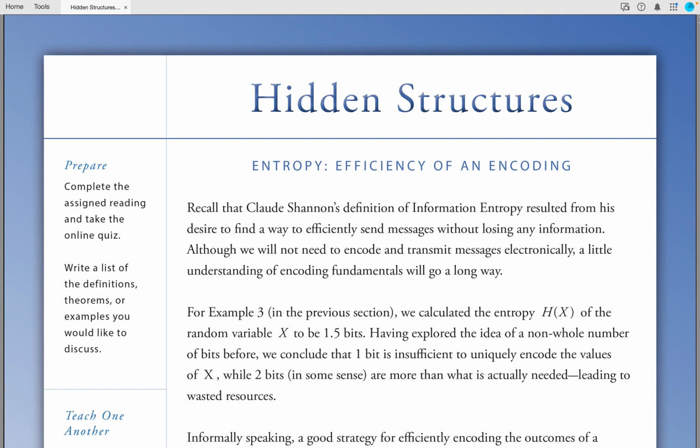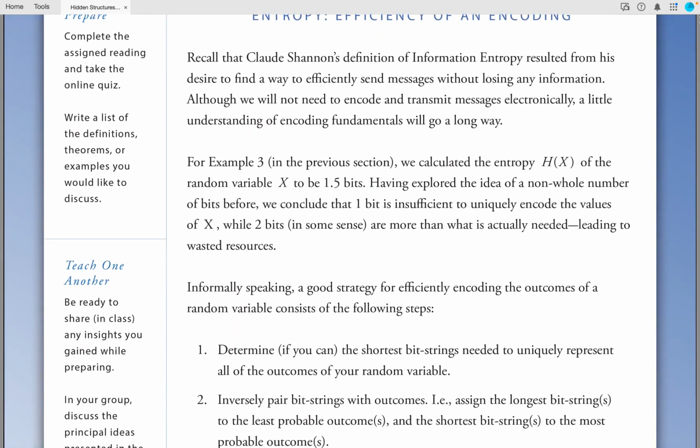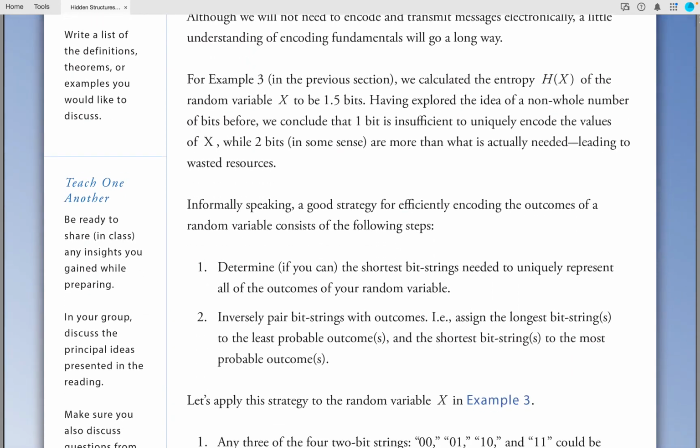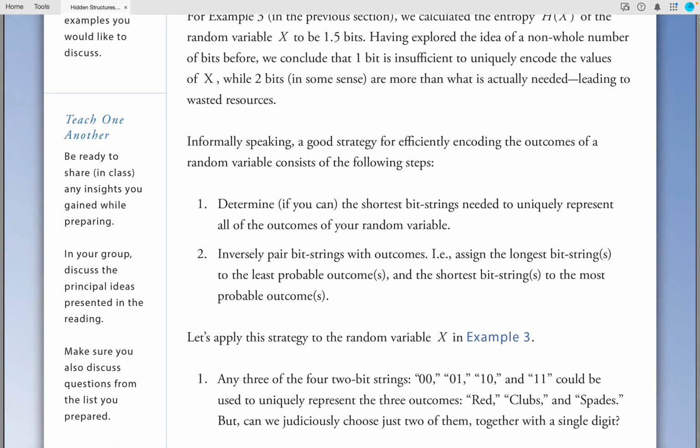For example 3 in the previous section, we calculated the entropy of the random variable x to be 1.5 bits. Having explored the idea of a non-whole number of bits before, we conclude that 1 bit is insufficient to uniquely encode the values of x, while 2 bits, in some sense, are more than what is actually needed, leading to wasted resources.